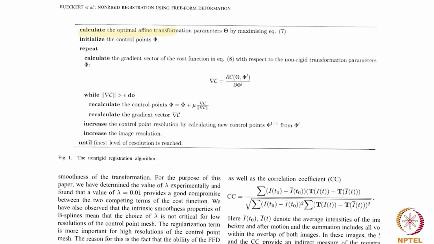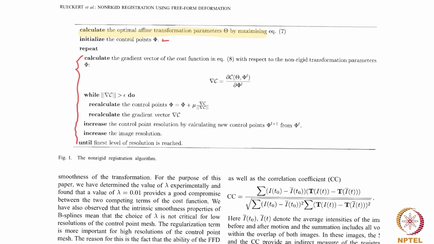The affine transformation parameters are obtained by maximizing the mutual information, as we saw. Once you have estimated the affine parameters, of course you have to apply them. Then you initialize the control points phi, meaning you make some rough estimate. It can also be the identity transform, but you can also assign reasonable estimates of the deformation field, following the procedure outlined here. This is for multiple resolutions.